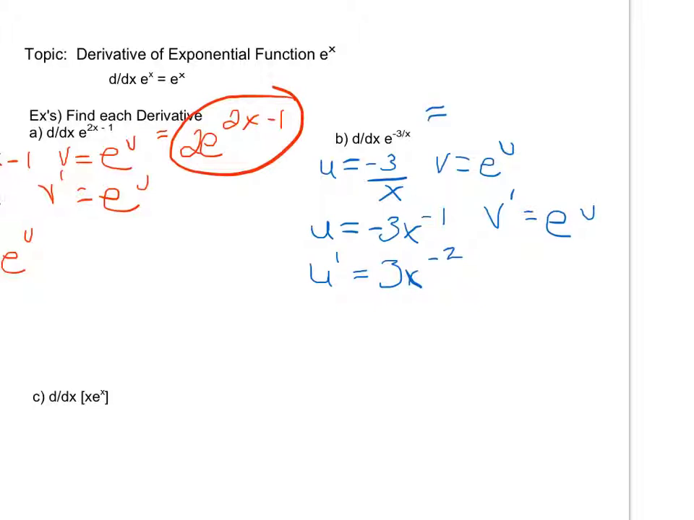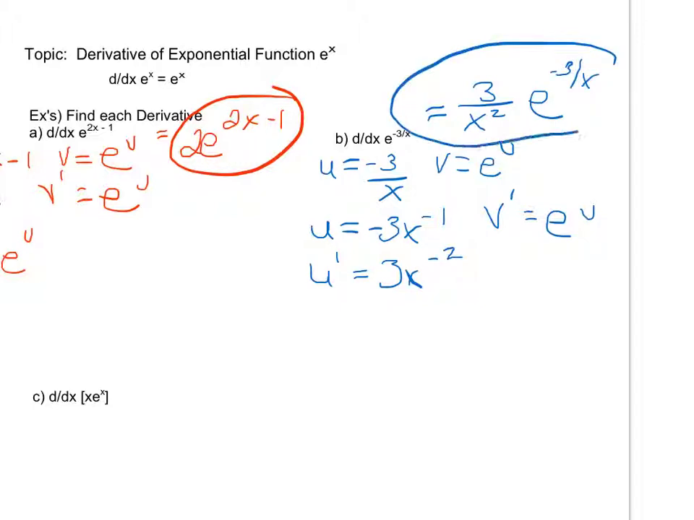Therefore, the derivative of my given function is going to be u prime times v prime. So I get 3 over x squared times e, and I put u back in, negative 3 over x, and that will be my derivative. Notice that when I rewrote u prime times v prime, I did move the x to the negative 2 to the denominator, and also I did plug my u back in when I put my final function here.